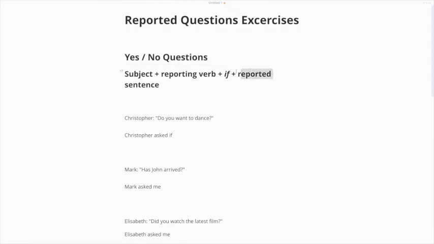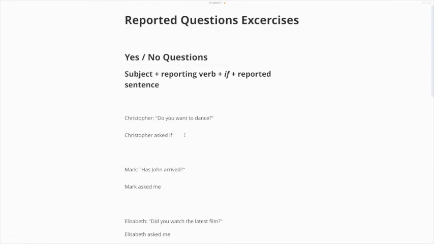So who is the subject of the new sentence? Do you want to dance? He was asking me. So I am going to be the subject of the next sentence. Remember, because it's affirmative word order, we're not going to put the auxiliary. We're not going to start Christopher asked if do. We're not going to use the auxiliary. We're going to go directly to the subject.